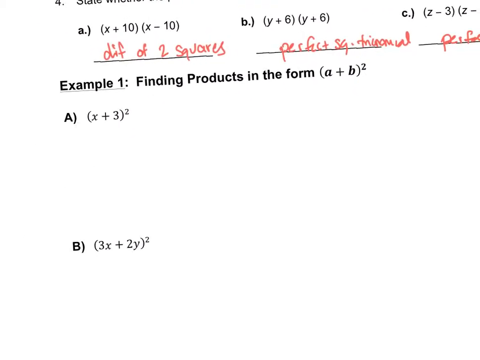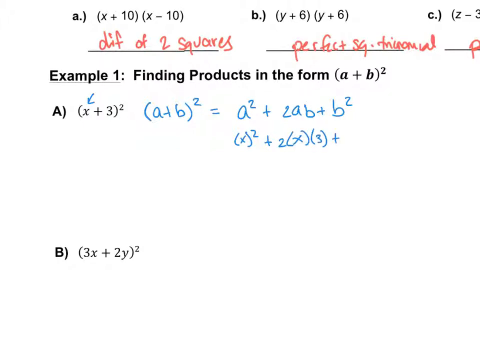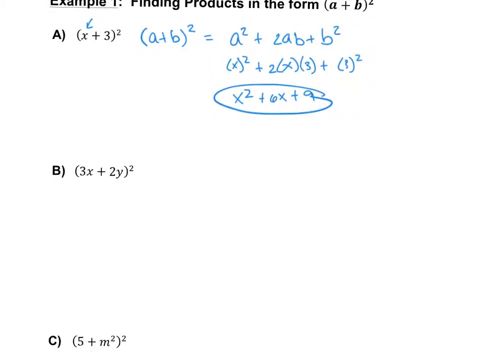So example 1a, in parentheses, x plus 3 squared. Okay, so it's a plus sign. It's really this, a plus b squared, which is a squared plus 2ab plus b squared. So I'm just going to plug in what I know. Since a is x, I could do parentheses, but it's not going to matter because the coefficient's 1, plus 2ab, 2 times x times 3, plus b squared, 3 squared. So we get x squared plus 6x plus 9. So it's really faster than FOIL once you get good at it.